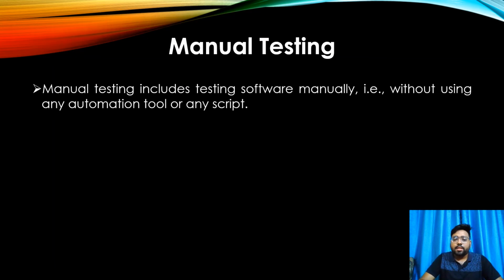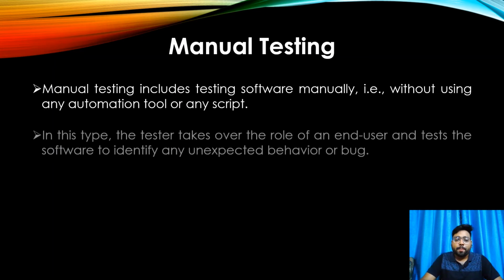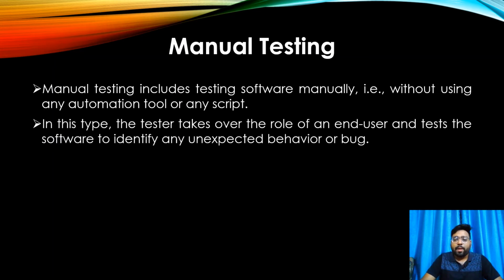Then we come to manual testing. I'll just give you the basic idea of what manual testing is. I already told you that it is done manually on the software without using any special tools. So manual testing includes testing the software without any automation tool or script. In this type of testing, the tester takes over the role of the end user. That means the tester acts as the end user and tests the software to identify whether there is any bug or error.